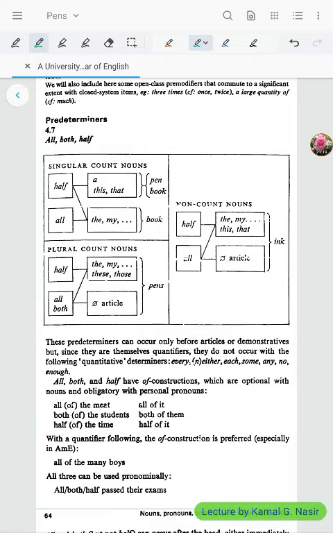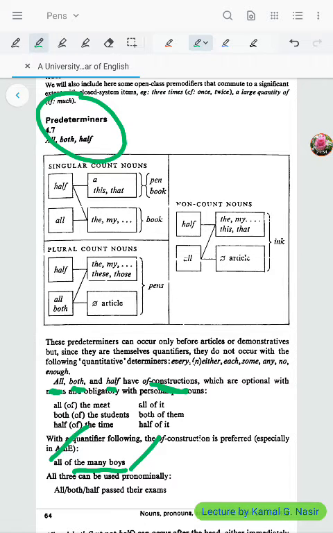Clear, so in the examination, when I ask you to give me, for example, a predeterminer with of construction, give me one of these examples: all of the meat, both of the students, half of the time, and so on. What else do we say? Also, all of the many boys. All three can be used pronominally.